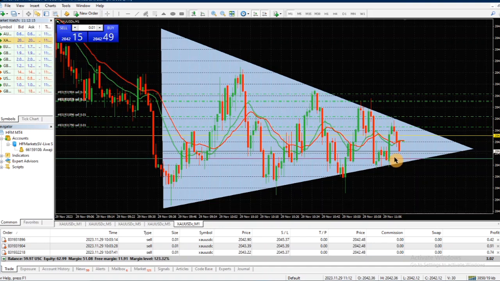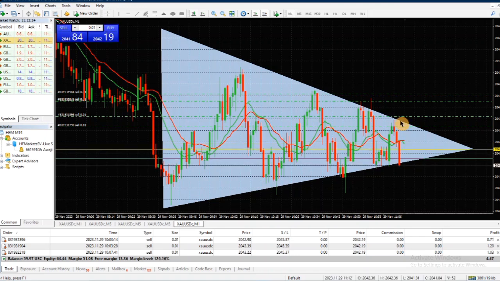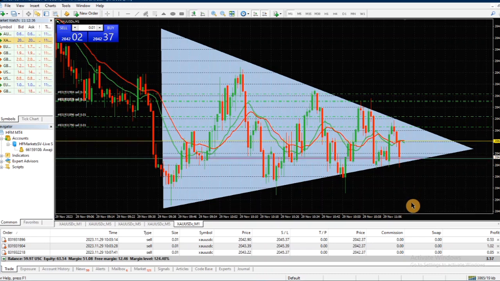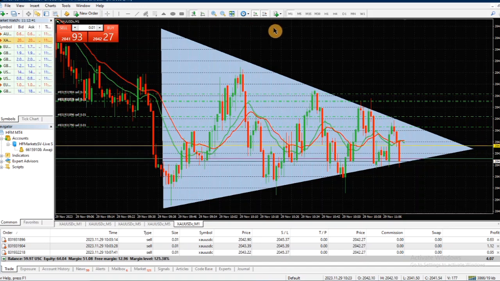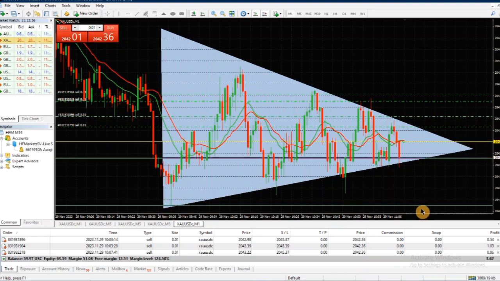So what I'll be watching out for, if this market gets to this point, I'll make my sell entry and place my stop loss above. And if this market breaks out of this triangle and forms a new candlestick, definitely it's going to move, and the movement is going to take it straight down to the previous support level, that is this point.